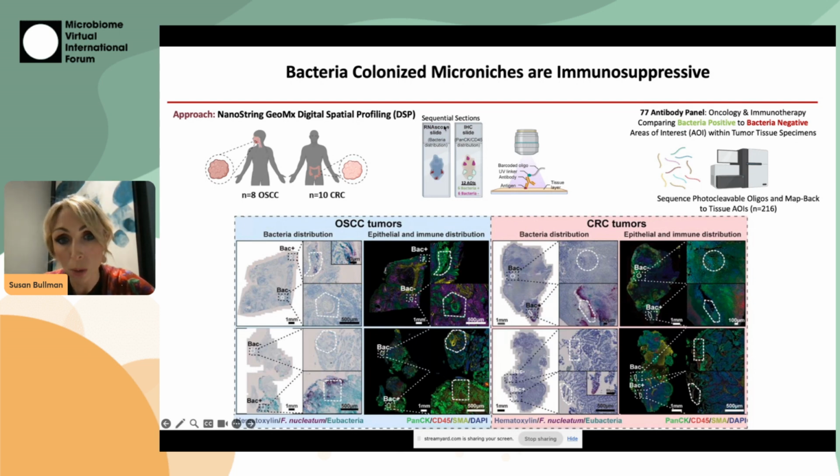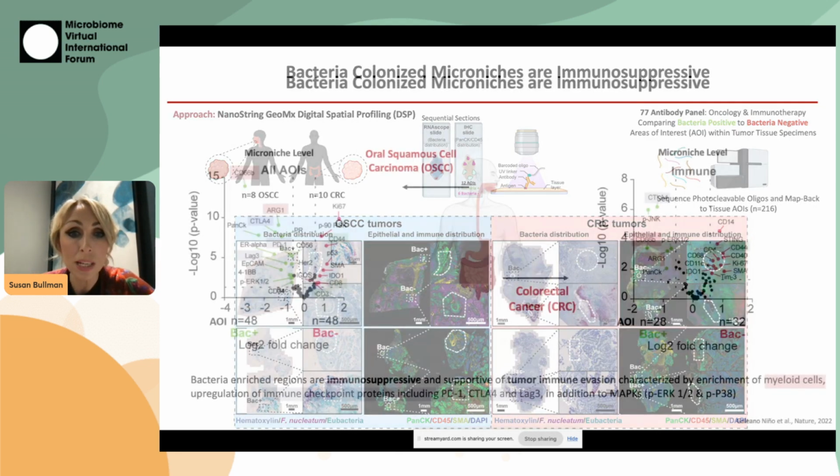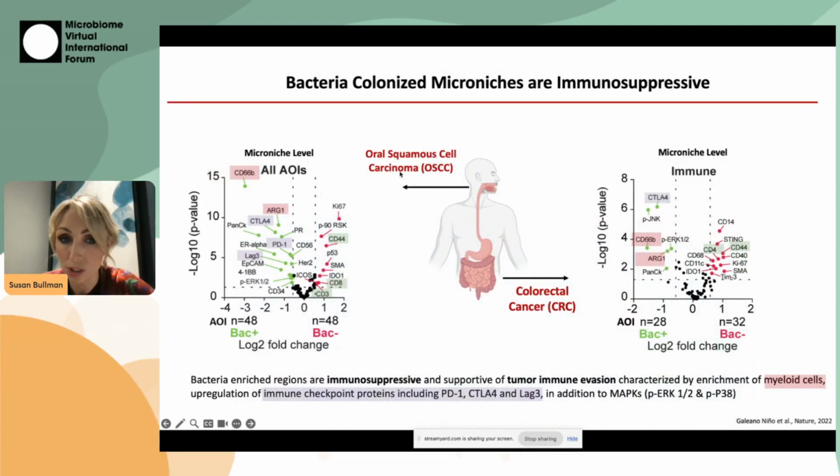And our approach here was 2 sequential sections. So these are 4-micron sections of patients' tumors. We looked at oral cancers and colorectal cancers. We carried out RNAseq to identify the regions of the tumor that harbored bacteria. And then we used this digital spatial profiling to select regions that were bacteria positive or bacteria negative, and we could compare them to ask, is there a difference in the regions where bacteria are localized? And when we did this analysis on these 2 different cancer types, we saw similar results.